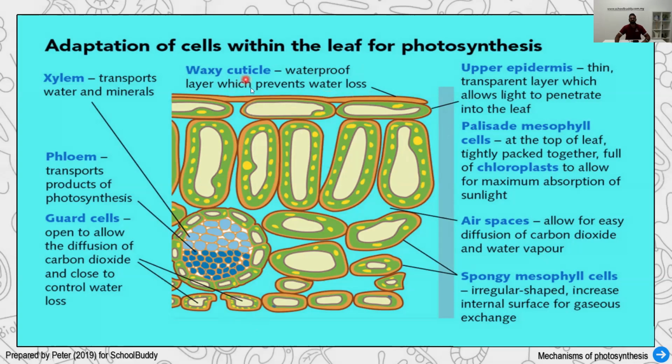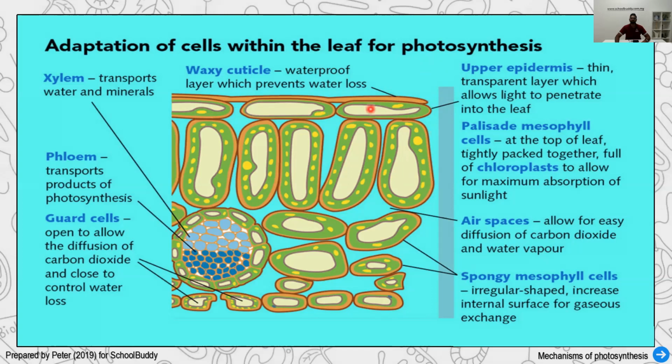Below the waxy cuticle, we have something called the upper epidermis, because we do have the lower epidermis here. This is the lower epidermis. This is the upper epidermis. The upper epidermis is transparent in nature because when the light wants to go into the cells, it can actually penetrate through these layers. So the upper epidermis is transparent to allow the light to go in.